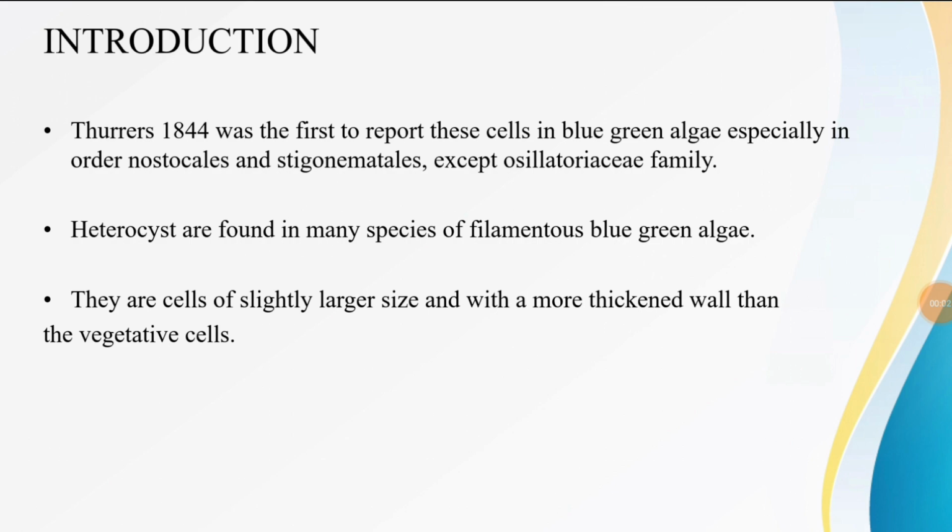Introduction. Theurus in 1884 was the first to report these cells in blue-green algae, especially in the order Nostocales, except the Oscillatoriaceae family. Heterocysts are found in many species of filamentous blue-green algae. They are cells of slightly larger size and with a more thickened wall than the vegetative cells.